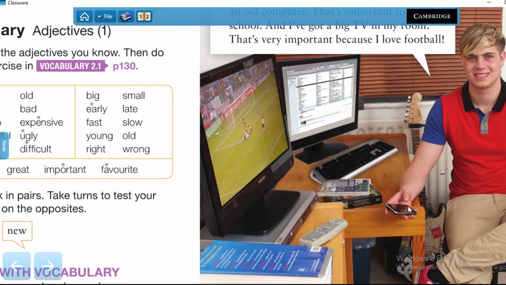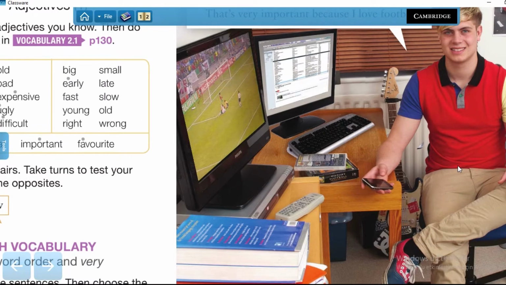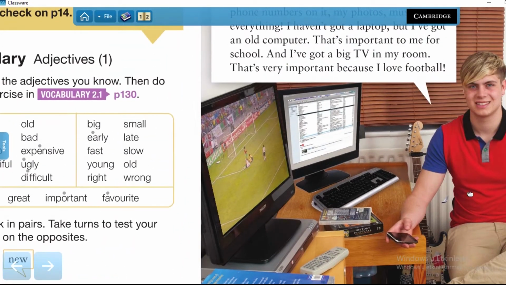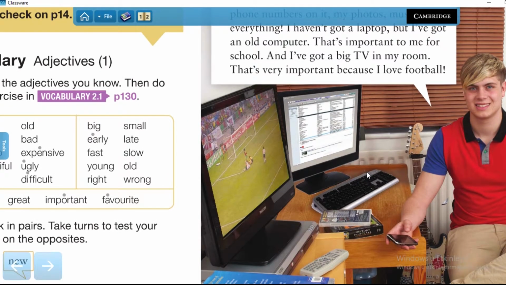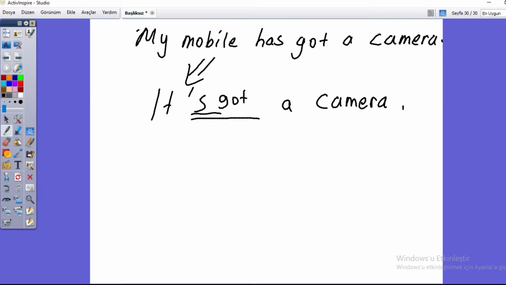Let's look at the other possessions. What possessions has he got? He's got a new mobile phone. He's got a big TV. He's got a new guitar. And he's got, I think this is a bit old, so he's got an old computer.